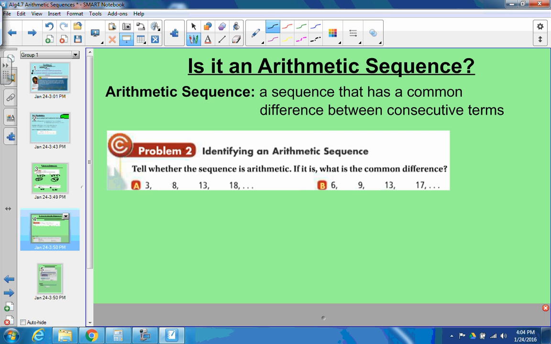Well, let's see. This thing goes up by 5. This one then would be up by 5. This one would be up by 5 again. So it is an arithmetic sequence, and the common difference is 5.